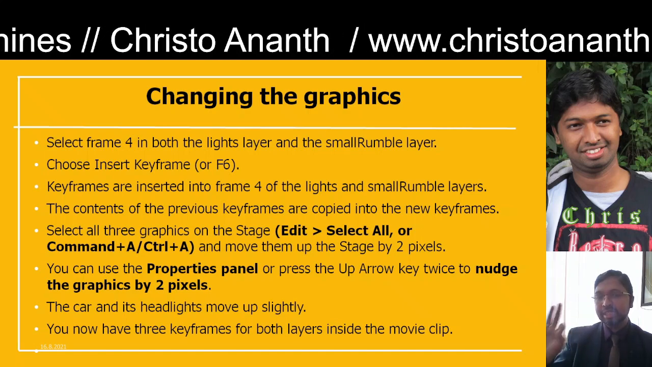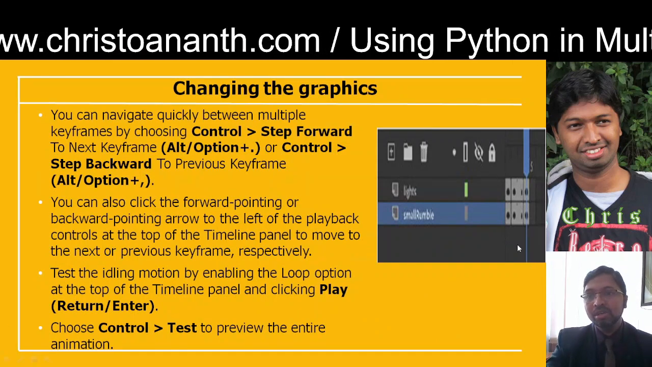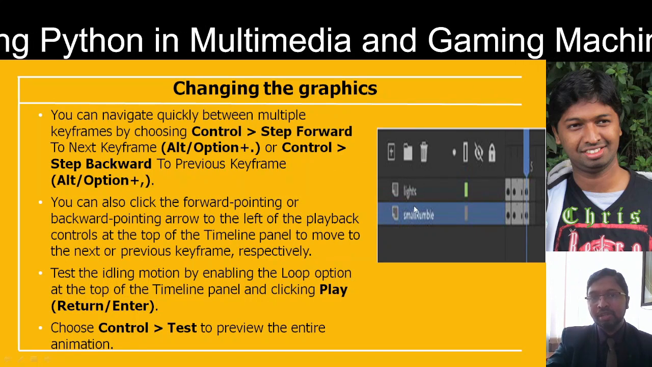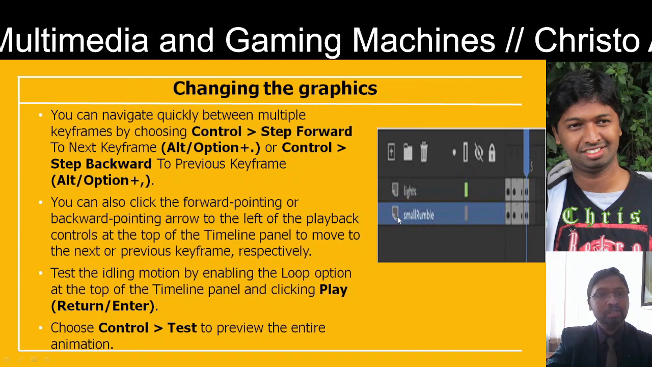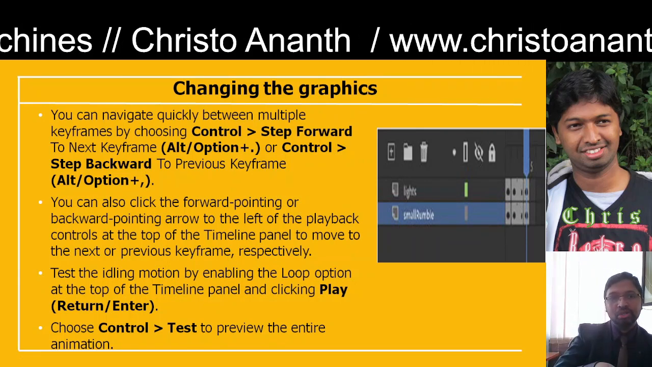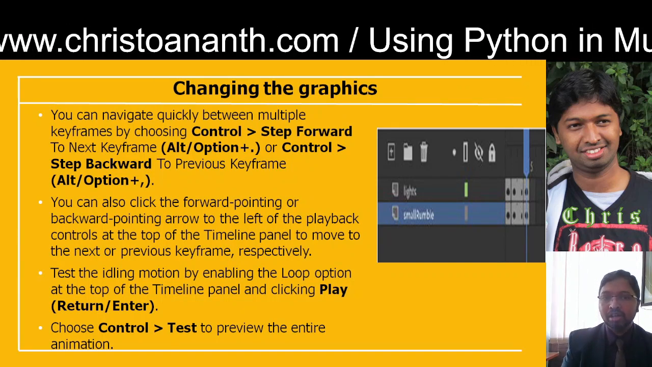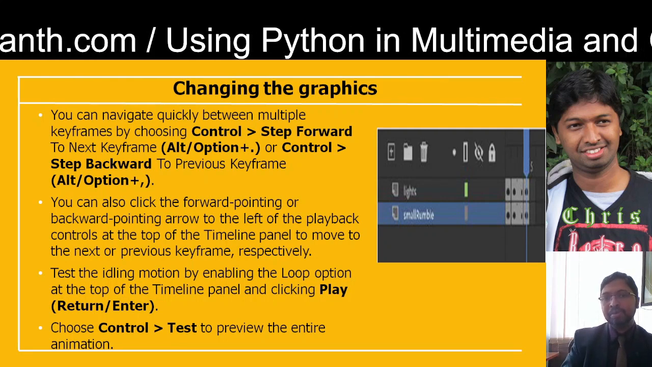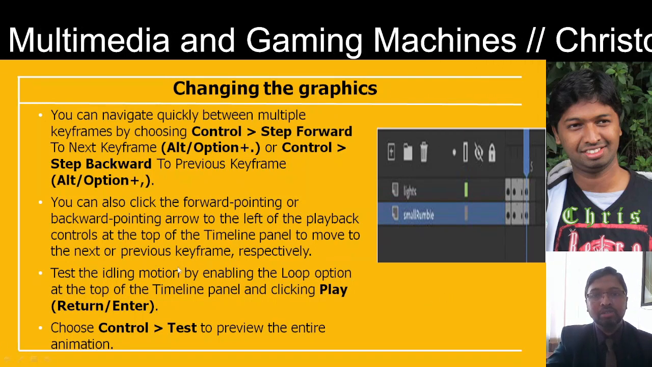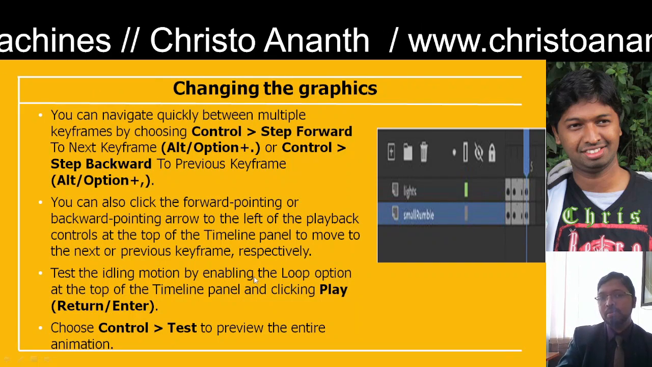So you now have 3 keyframes for both layers inside the movie clip. You can navigate quickly between multiple keyframes by pressing Alt/Option plus the step forward control to go to the next keyframe, or the step backward control if you have to go to the previous keyframe. You can also click the forward pointing or backward pointing arrow to the left of the playback controls at the top of the timeline panel to move to the next or previous keyframe.